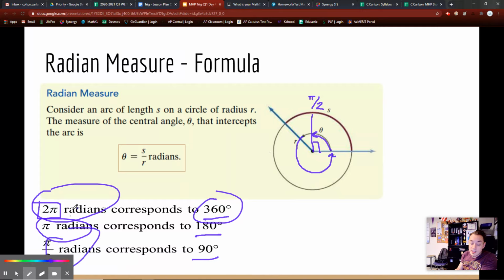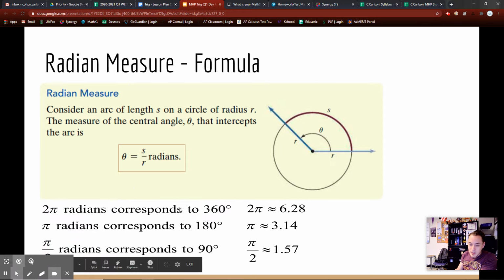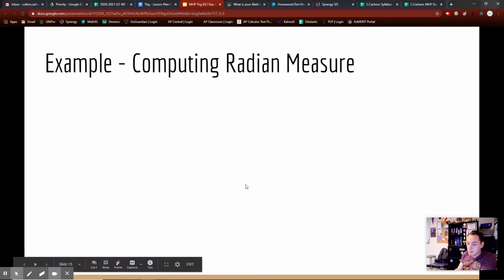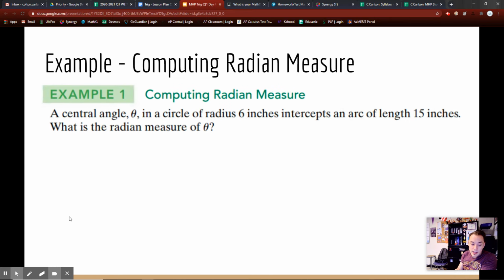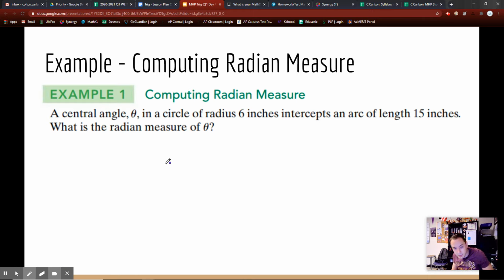We're going to continue this a lot more. I'm not going to confuse you guys too much on this. You can also get decimal versions of it, but I'm not going to continue with that, because I'm going to review it later. So let's actually go through an example here. So example 1, computing radian measure. How do I actually compute radian measure?